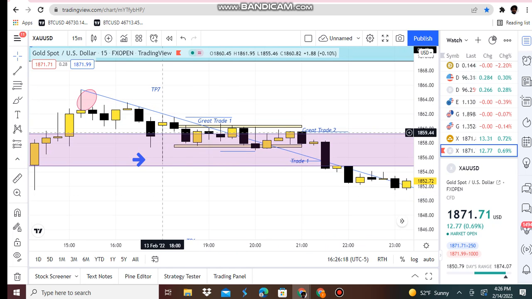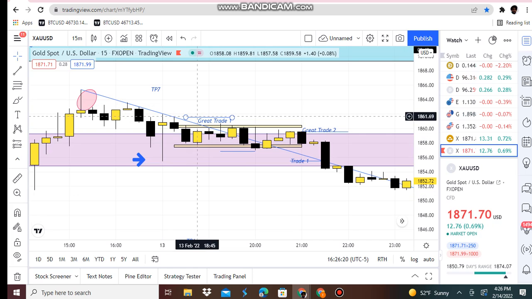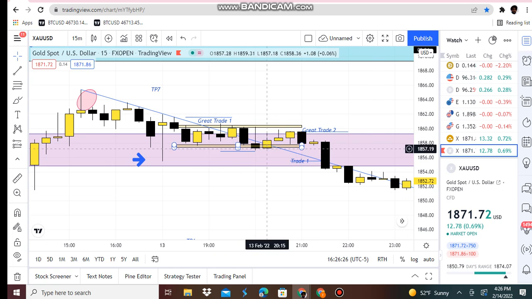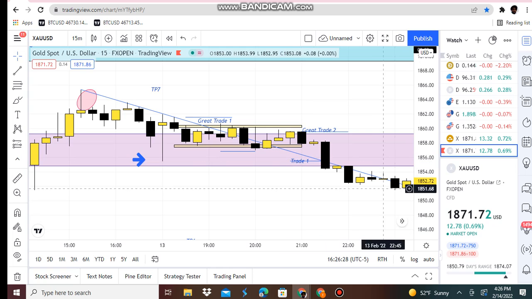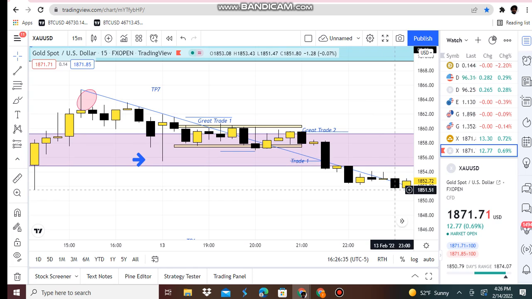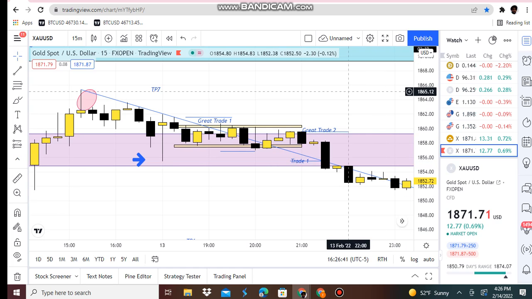And you could have got in for a great trade once price made a lower high. Could have got in for a great trade one from 1861 all the way down to 1851, and you're in profit the whole time. Same thing here. Price makes another lower high at great trade 2, and you could have rolled this all the way down to 1851 from 1859, and you're in profit the whole time.